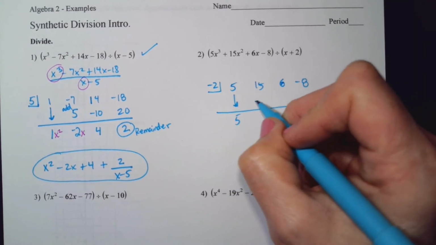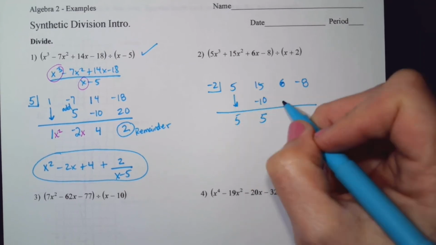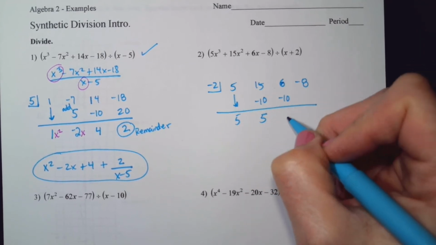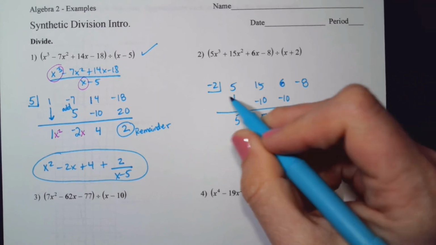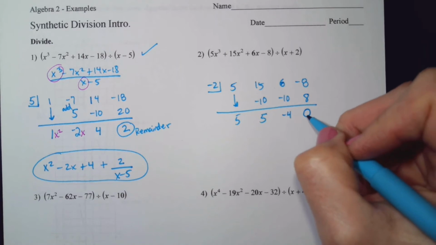5 times negative 2 is negative 10. Add these together, get negative 4. Negative 4 times negative 2 is positive 8. Look at that. Remainder is 0.